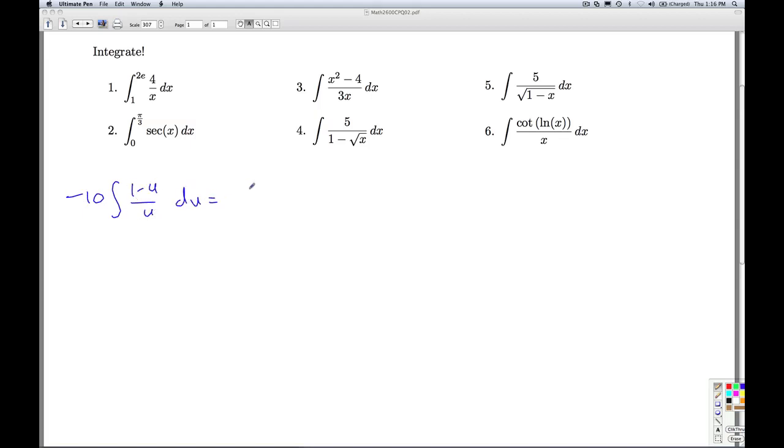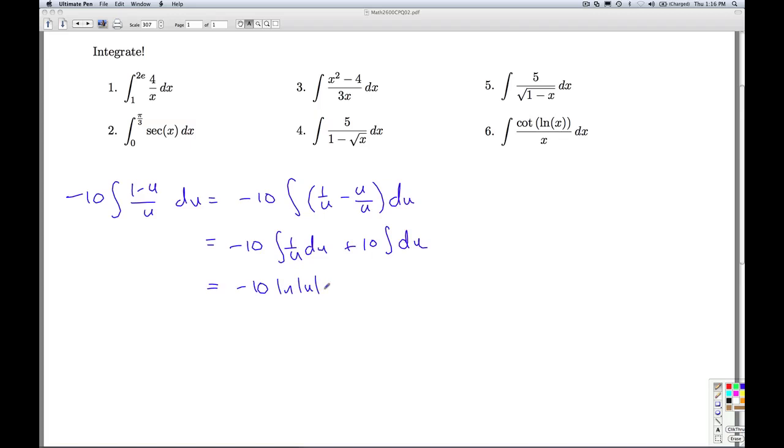I can split this up like we did before. I get 1 over u minus u over u du. So I get negative 10 integral 1 over u du plus 10 integral du. You do that, I get negative 10 natural log absolute value of u plus 10u plus c.